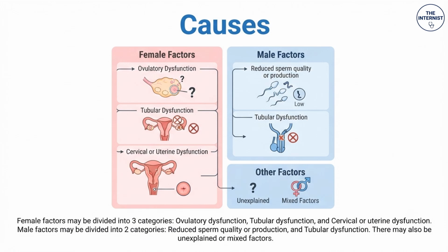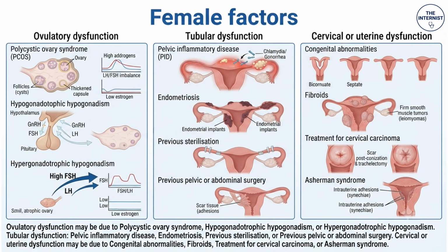Male factors may be divided into two categories: reduced sperm quality or production, and tubular dysfunction. There may also be unexplained or mixed factors. Ovulatory dysfunction may be due to polycystic ovary syndrome, hypogonadotrophic hypogonadism, or hypergonadotrophic hypogonadism. Tubular dysfunction may be due to pelvic inflammatory disease, endometriosis, previous sterilization, or previous pelvic or abdominal surgery. Cervical or uterine dysfunction may be due to congenital abnormalities, fibroids, treatment for cervical carcinoma, or Asherman syndrome.